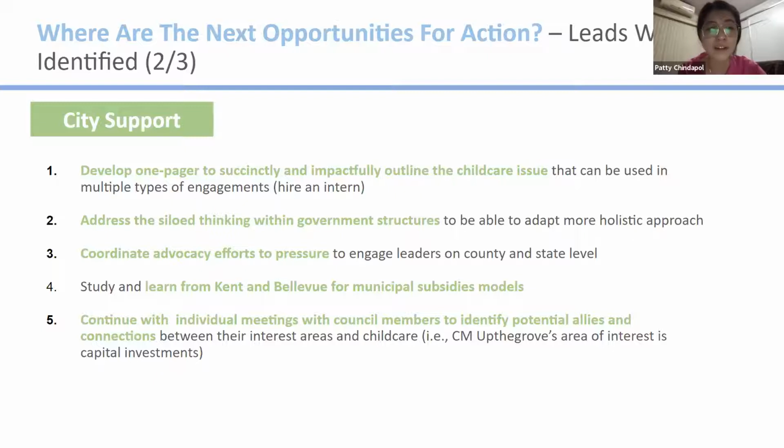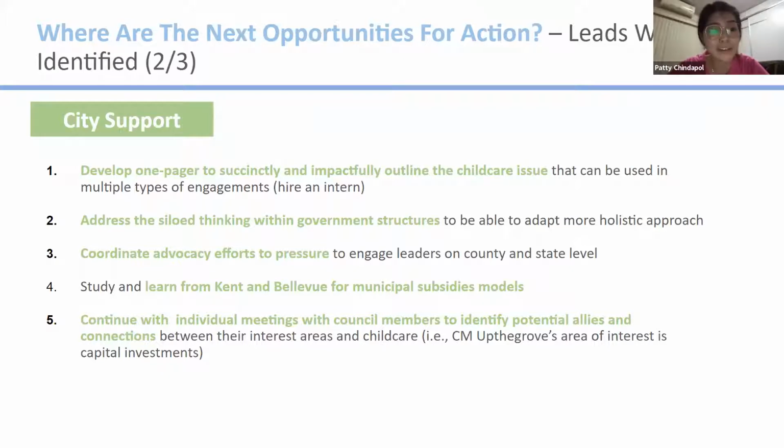The second point is addressing siloed thinking within government structures. It's been expressed that government officials and departments tend to work in silos, and so they don't talk to each other. But as we've mentioned quite a few times, childcare is a problem for the community as a whole in different departments, different areas, different aspects. So how do we tear down those walls?